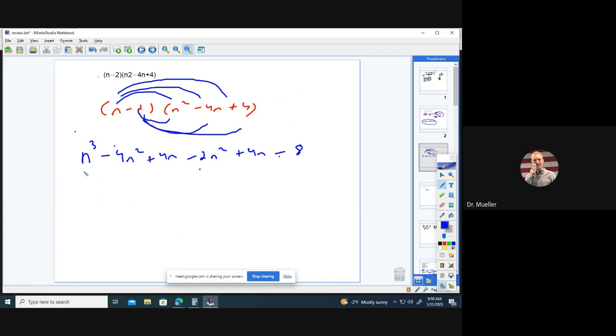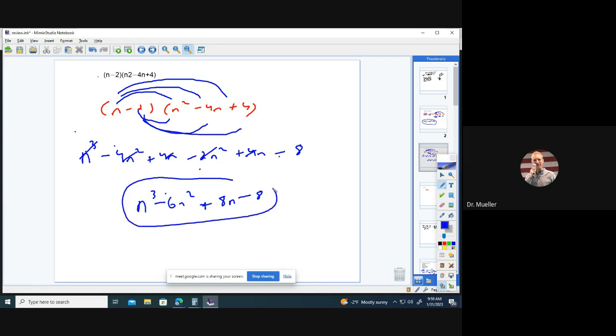So there's no n to the third besides just the 1, so it's n to the third. Negative 4n squared minus 2n squared is minus 6n squared. Plus 4n plus 4n is plus 8n. And then minus 8. And that'll be your final answer.